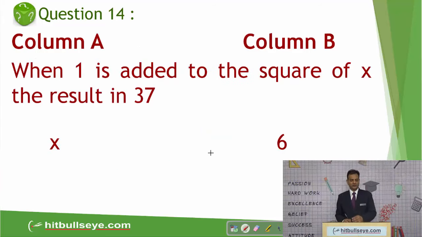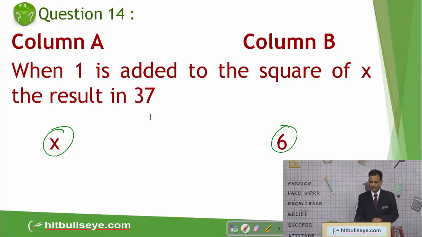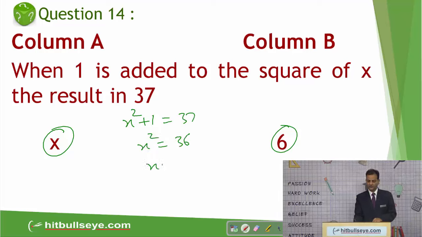This is question number 14. Column A, column B. When one is added to the square of X, the result is 37. So column A is given as X and column B is 6. We have to see: one is added to the square of X. X square plus 1 is equal to 37, students. X square equals 36. Here X will be plus minus 6. It is very important: plus minus 6.